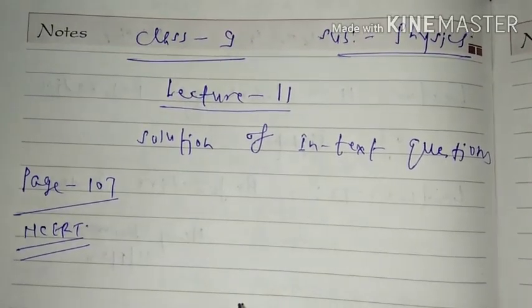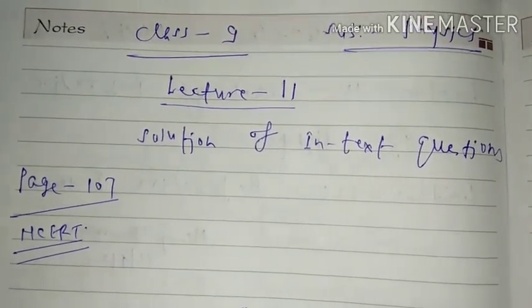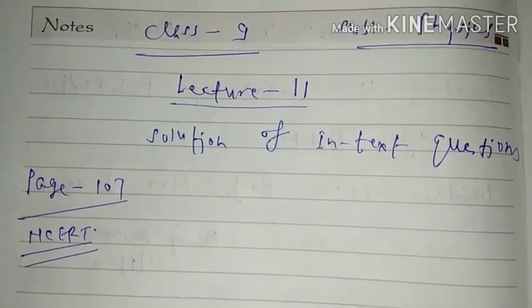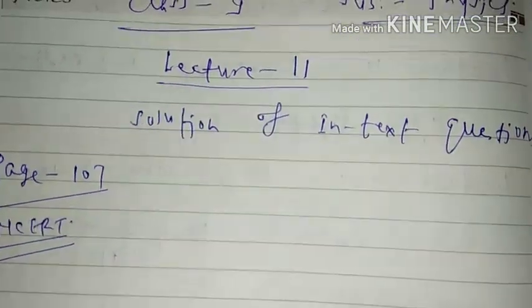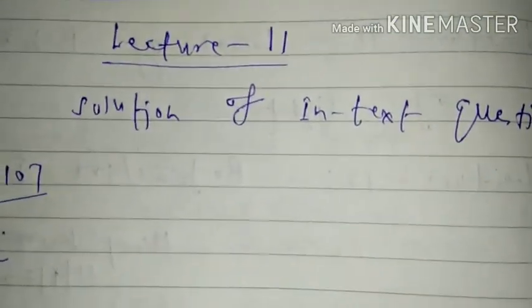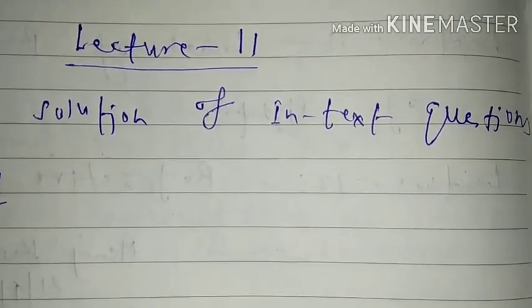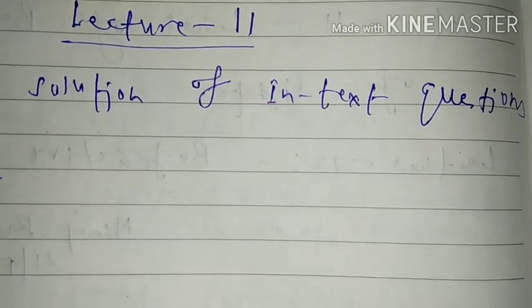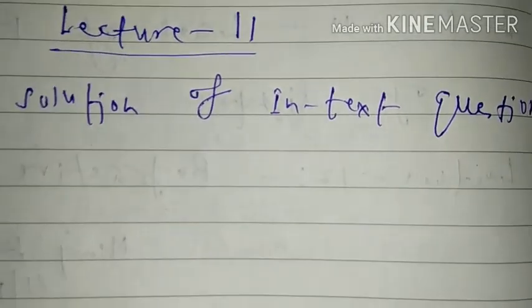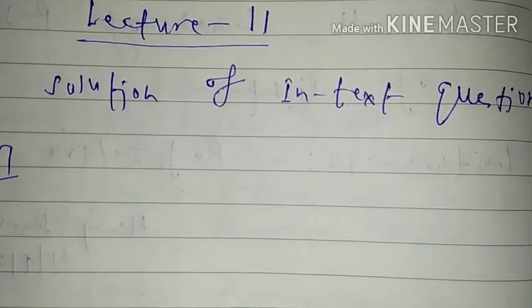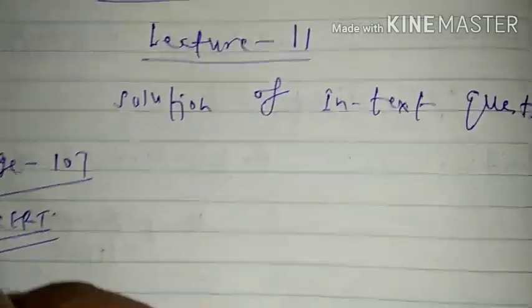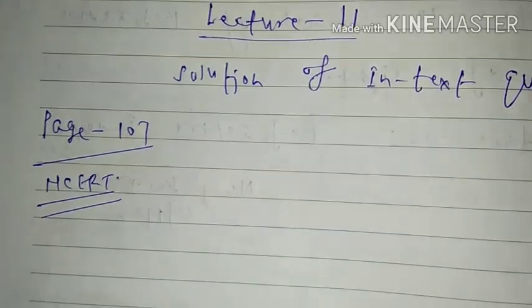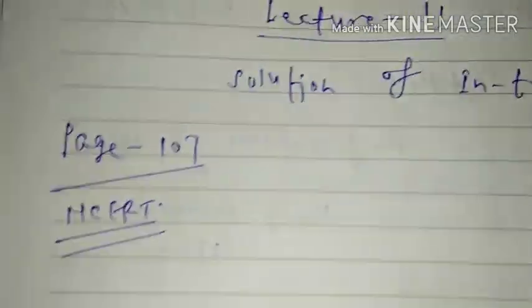Hello students, in my last lecture I had explained to you different types of velocity time graph for uniformly accelerated motion and non-uniformly accelerated motion. Today we shall solve in-text questions of NCERT page 107. But before this there is an activity.